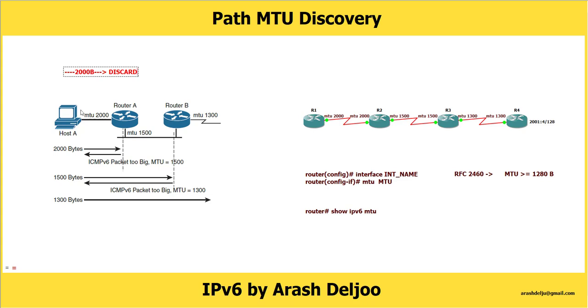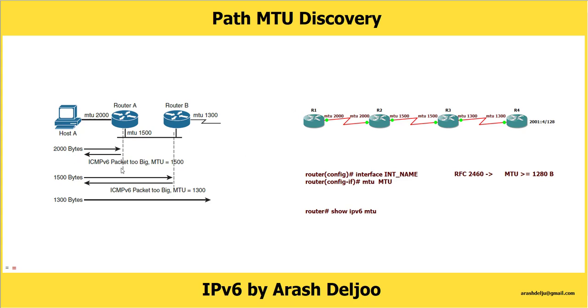Actually, here we need a process that should occur in host A to discover the minimum MTU of the path, and after that it can send the traffic. Here you can see the process. It is so easy. Let me first explain this topology. Host A is connected to router A, and router A is connected to router B. We have a link with an MTU of 2000 bytes between host A and router A, and a link between router A and router B with an MTU of 1500 bytes. And finally, we have a link after router B with an MTU size of 1300 bytes.